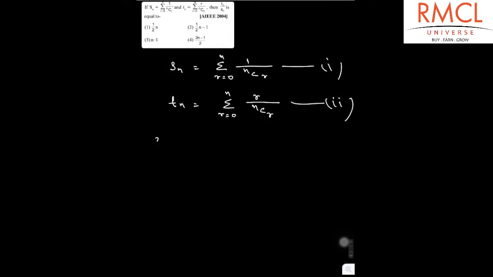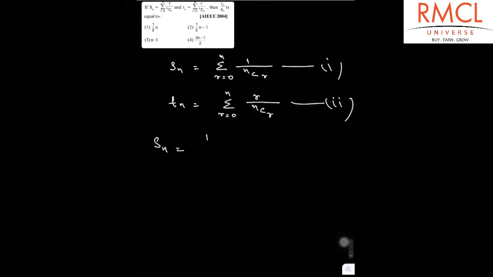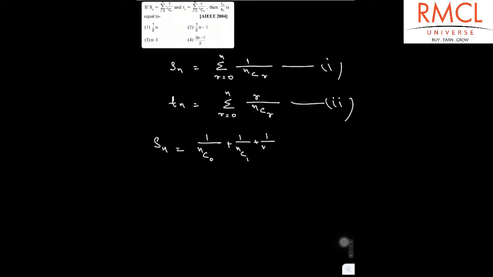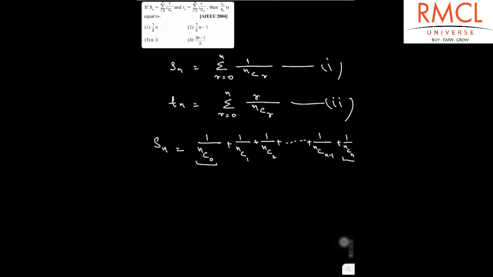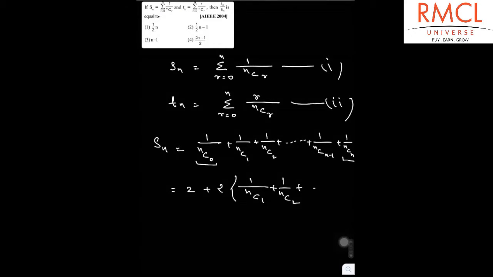Okay, so Sn can be written as 1 upon nC0 plus 1 upon nC1, plus 1 upon nC2, and so on up to 1 upon nC(n minus 1) plus 1 upon nCn. We know that the value of nC0 is 1 and nCn is also 1, so this is 2 plus, and now we know that nC1 is equal to nC(n minus 1), and similarly nC2 is equal to nC(n minus 2), so we can say that it's twice of 1 upon nC1 plus 1 upon nC2 plus and so on. Okay, so this is Sn.